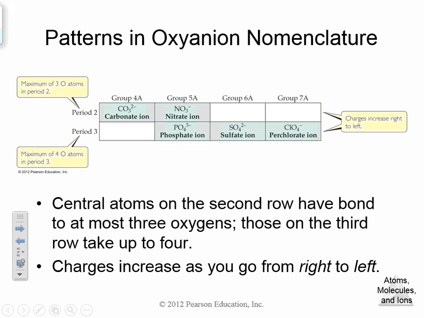A maximum of 3 oxygens are in period 2. If you look at the elements that exist in period 2 on the periodic table, you have carbon and nitrogen. When they're bonded with oxygen, you get carbonate and nitrate. The maximum number of oxygens that period 2 can hold is 3. So carbonate is CO3, nitrate is NO3. Nitrite would be NO2, and the carbonate analog would be CO2.